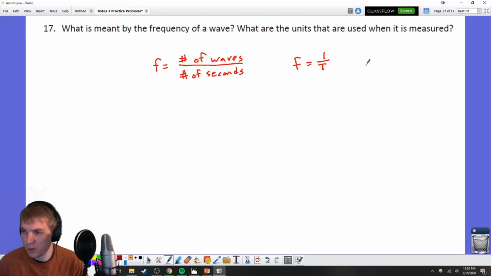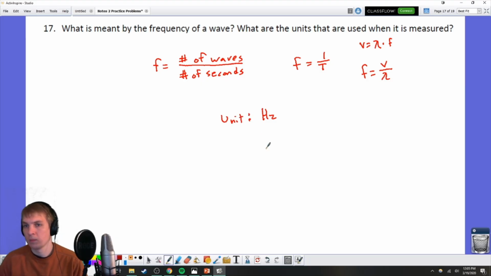The other equation that we also learned before, if we take this equation, V equals wavelength times frequency, you could say by rearranging this that frequency is equal to the velocity divided by the wavelength. There are 3 different equations for frequency. The most common one, if you're just defining what frequency is, is this one. And the unit for frequency is hertz, Hz. Okay, so that's number 17.